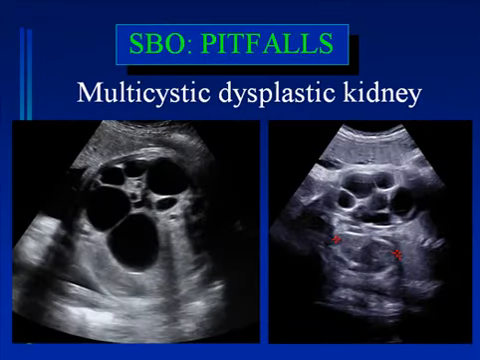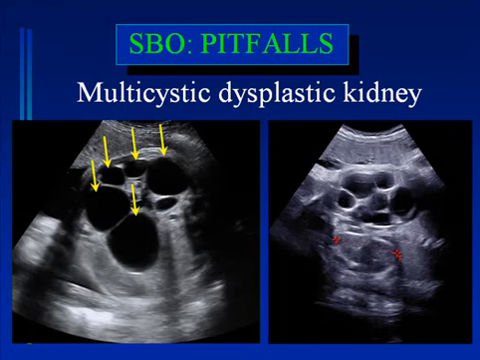Likewise, a multicystic dysplastic kidney, when very large with very large cysts, can on the surface simulate the appearance of dilated loops of bowel. Here we see multiple cysts, but when one looks a little bit further, these cysts will not connect up the way dilated loops of bowel will.